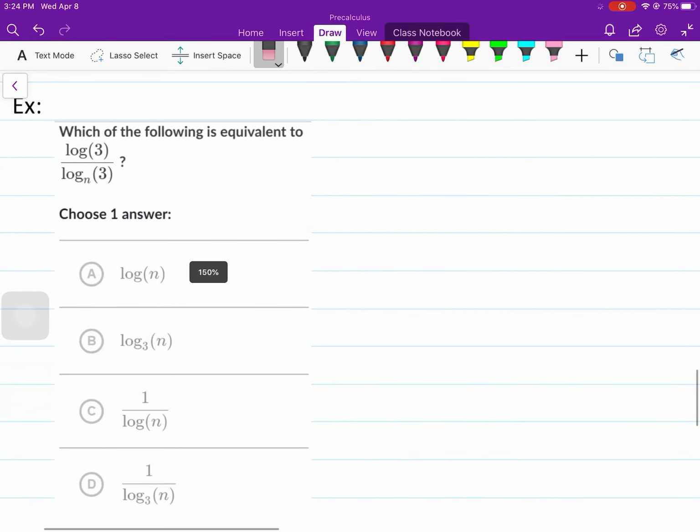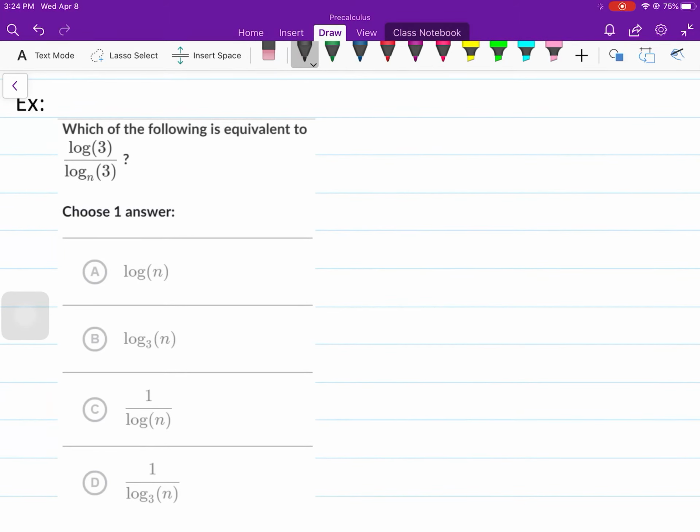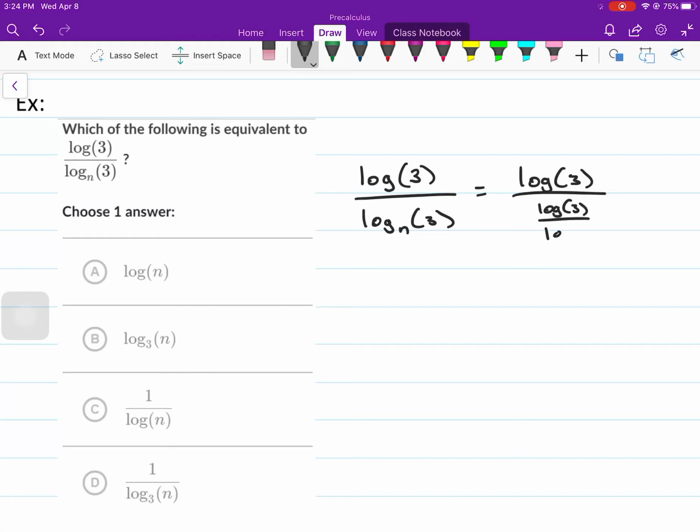All right, our last one, we have log of 3 over log base n of 3. So log of 3 over log base n of 3. So that's log of 3 over, change of base formula on that one, that's going to be log of 3 over log of n.